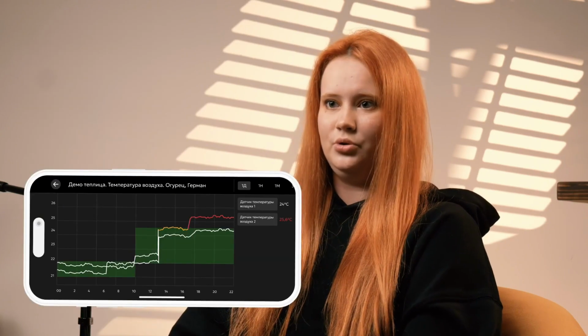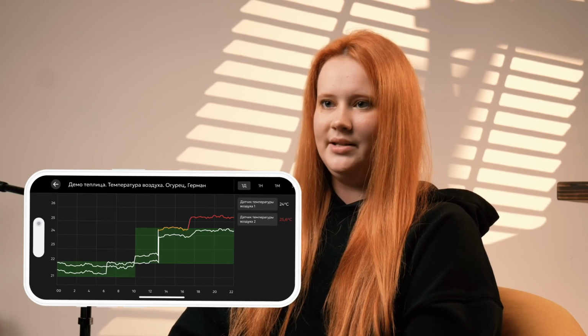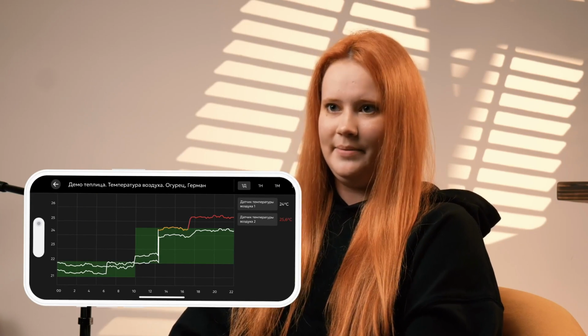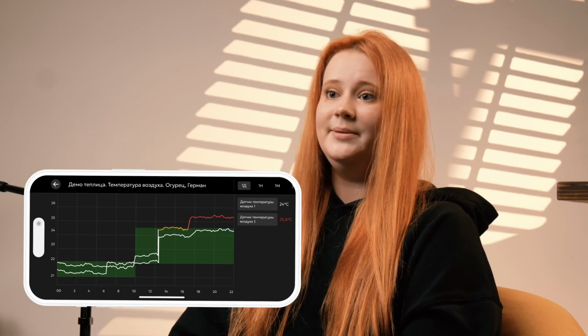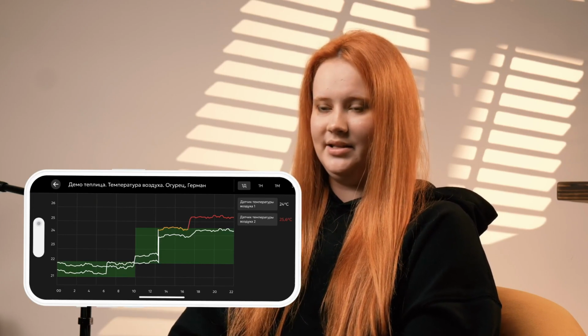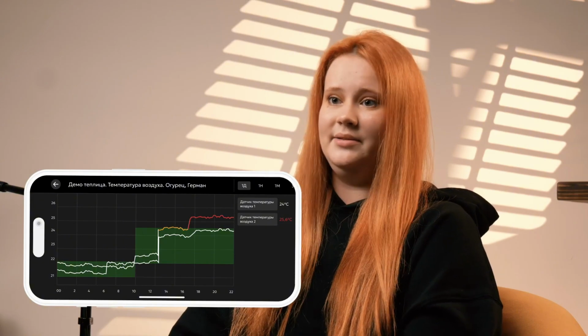Let's take a closer look at air temperature. This is the temperature chart for all sensors. You see a green corridor. This is the normal range that the indicators should fall into during the day and at night. If the values go outside this range, the charts turn red and the app sends you a notification. To help you study the indicator section in more detail, we've created a separate video for you.